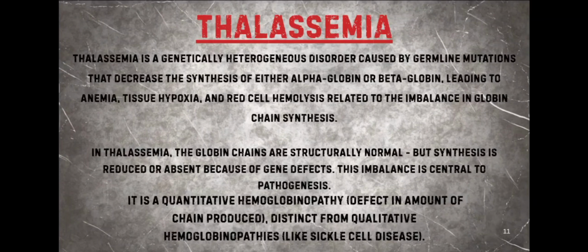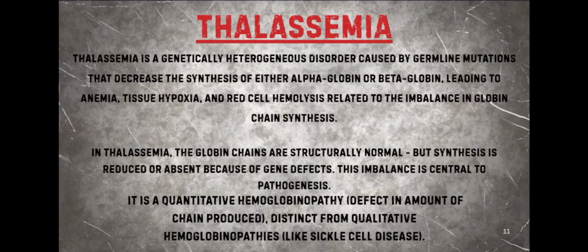Let's talk about thalassemia. Thalassemia is a genetically heterogeneous disorder caused by germline mutations that decrease the synthesis of either alpha globin or beta globin, leading to anemia, tissue hypoxia, and red cell hemolysis related to the imbalance in globin chain synthesis. In thalassemia, the globin chains are structurally normal, but synthesis is reduced or absent because of gene defects. This imbalance is central to pathogenesis.